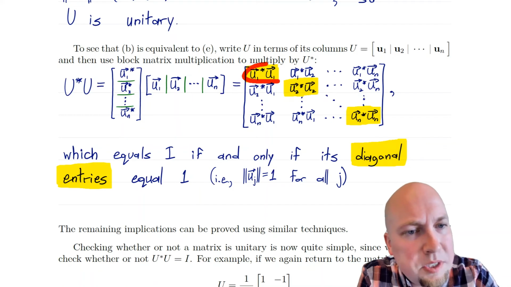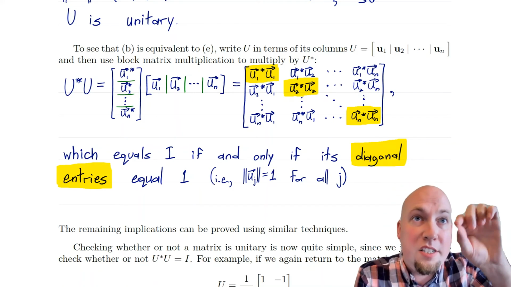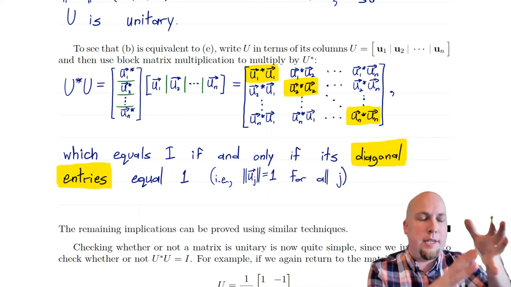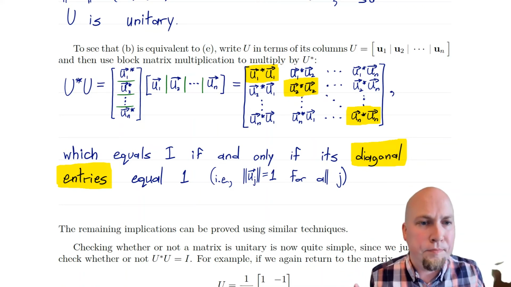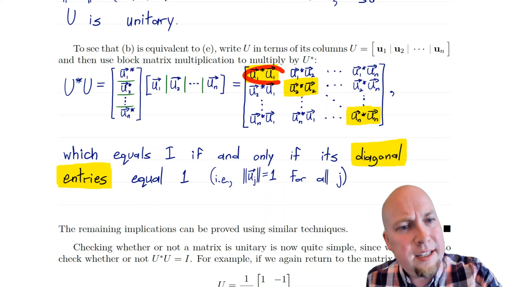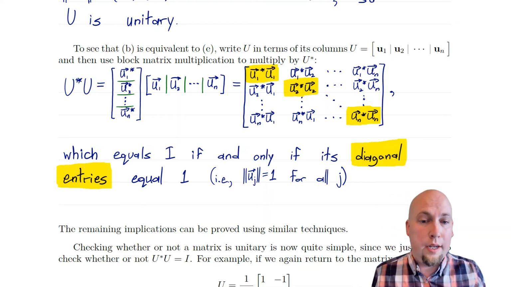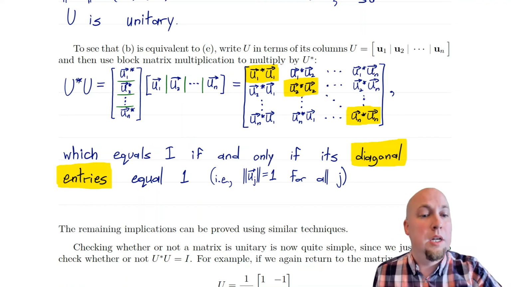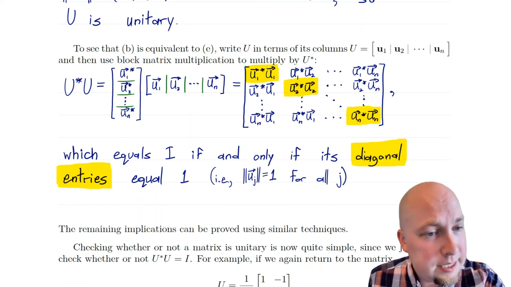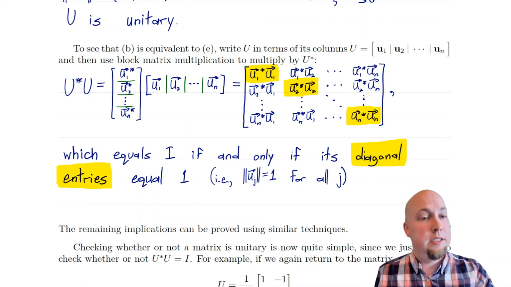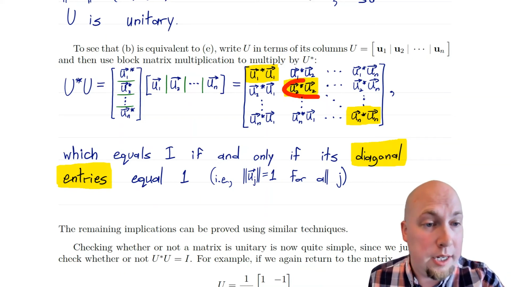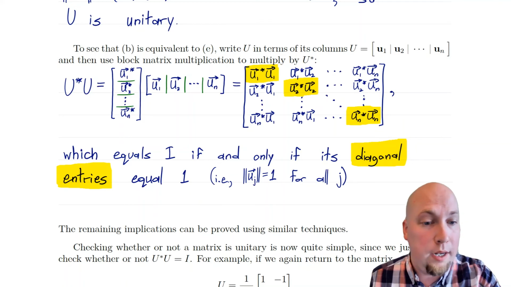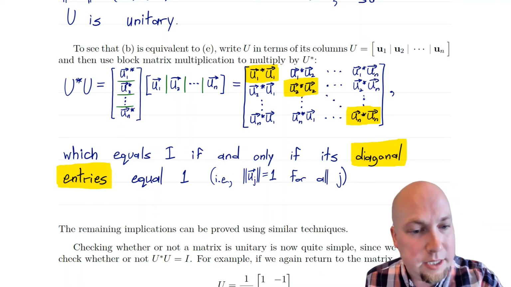U1 star times U1, that's exactly U1 dot U1, right? All of these entries are actually dot products, just written in matrix multiplication notation. So this is U1 dot U1, and we want that equal to 1. In other words, we want the length or the norm of U1 to equal 1. Similarly, we want the second diagonal entry to equal 1, so we want U2 dotted with U2 to equal 1, so we want the norm induced by the inner product to equal 1. And that happens all the way down the diagonal.